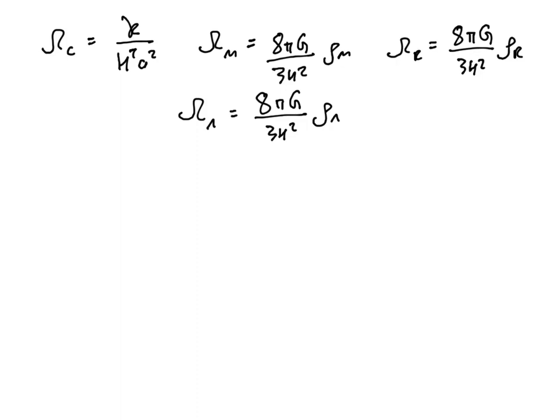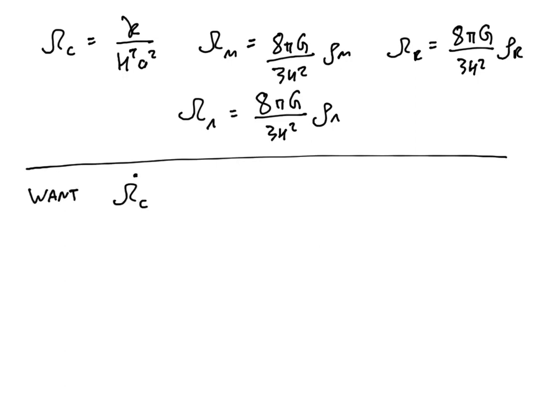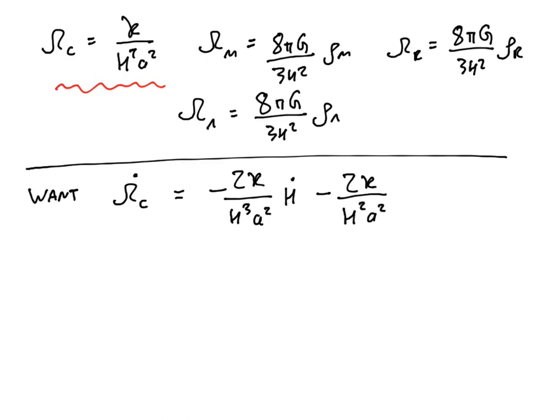Now let's finally get started. First of all, I want a formula for omega c dot. So what is that? Well, let me just directly differentiate this expression right here. If I do that, then I find that omega c dot is minus 2 kappa divided by H cubed a squared times H dot. That comes from differentiating the H. And minus 2 kappa over H squared a cubed times a dot. And that comes from differentiating the a.